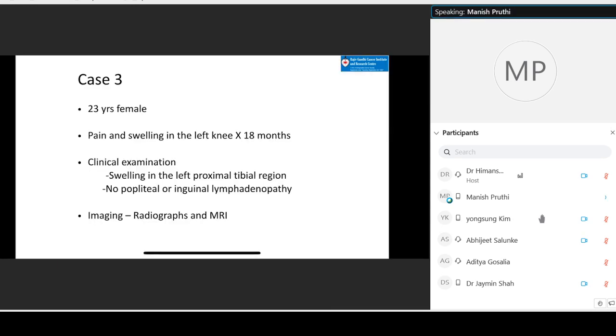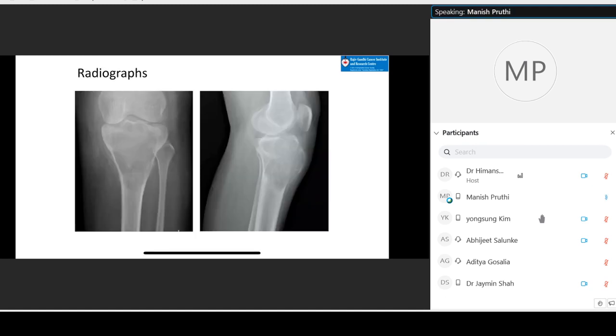So going to the third case, this is my last case which I want to show. This was a 23-year-old female with pain and swelling in the left knee for 1.5 years. And clinically also there was a swelling in the proximal tibial region, no lymphadenopathy. The radiographs looked like a benign lytic lesion in the proximal tibia, most likely a giant cell tumor.